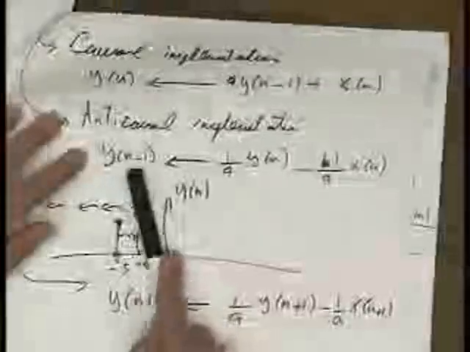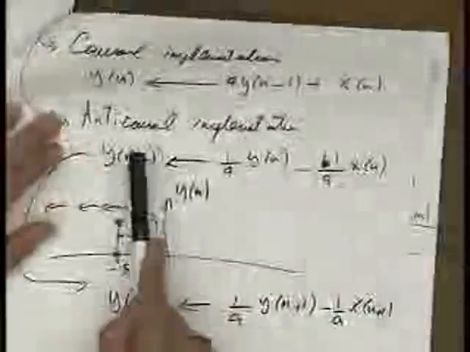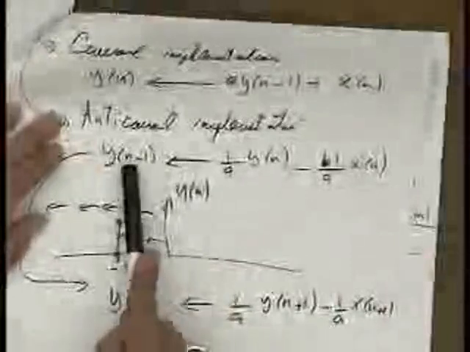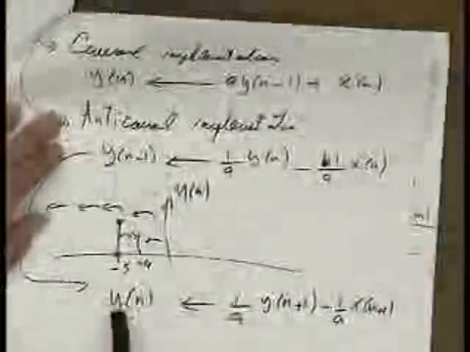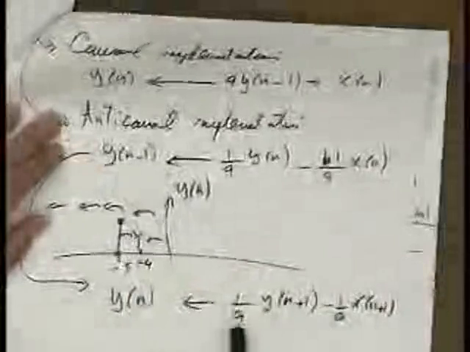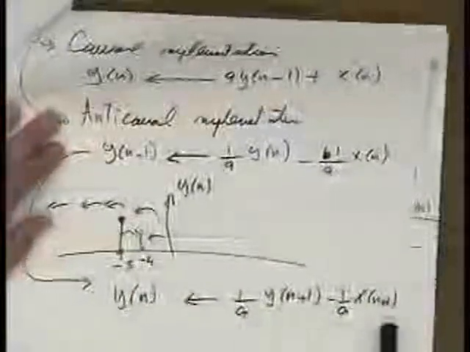However, that same equation, I can rearrange it. And how do I rearrange it? I bring y of n minus 1 to the other side, and I say y of n minus 1 takes this value, and then I rearrange that one more time, replacing all the n's with n plus 1. So y of n takes the value of 1 over a times y of n plus 1 minus 1 over a times x of n plus 1. It's the same difference equation as that. Mathematically, it corresponds to the same thing, but it's a different realization of it.